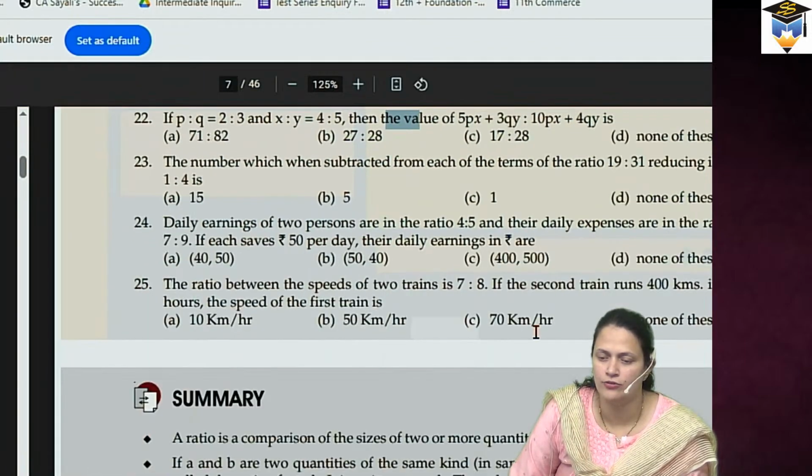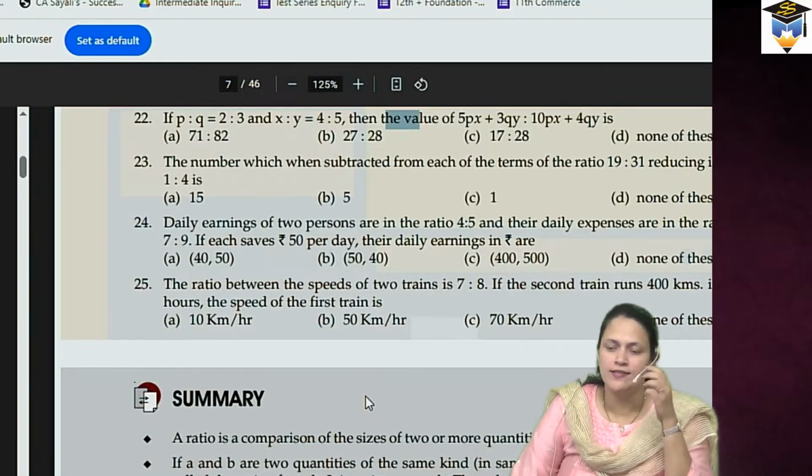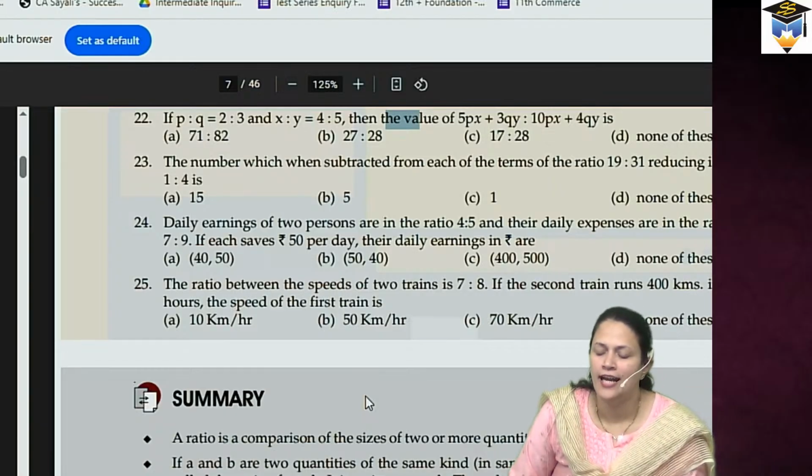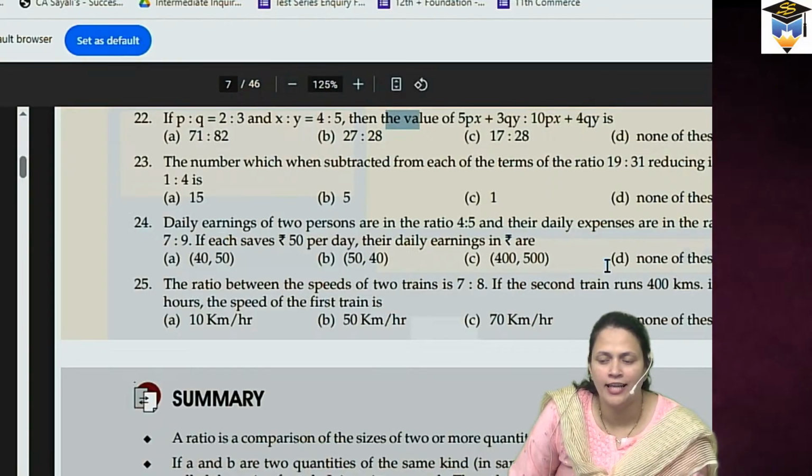Now let us go to 24th. Daily earnings of two persons are in the ratio 4 is to 5 and their daily expenses are in the ratio 7 is to 9. So if each saves rupees 50 per day, their daily earnings are in rupees. Okay, so you have to find out the answer.